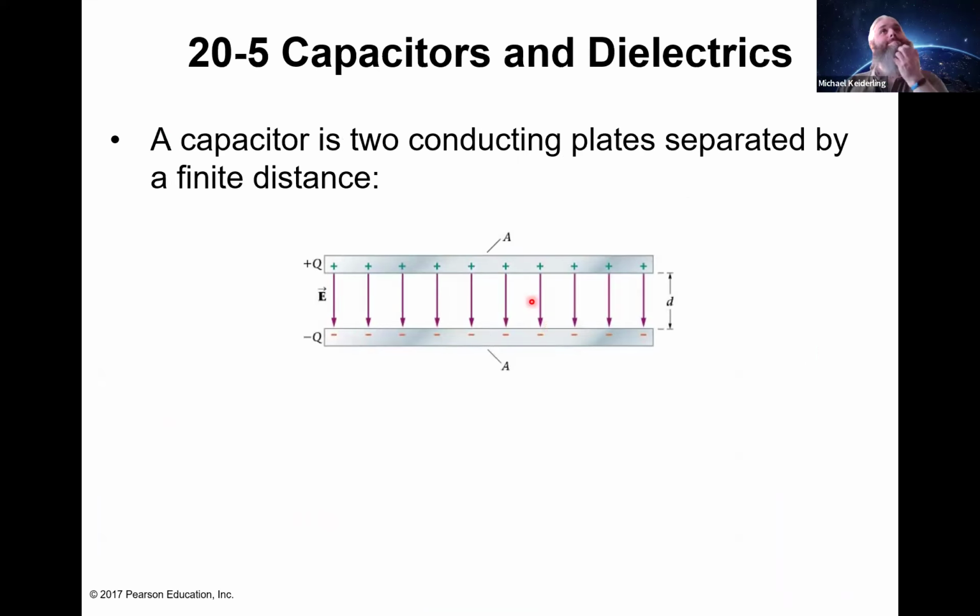So a capacitor is two conducting plates separated by a finite distance. So you have one equipotential surface on top, a different equipotential surface on the bottom. And the conductor will evenly spread the charge, and you'll get a constant electric field in between the two plates.